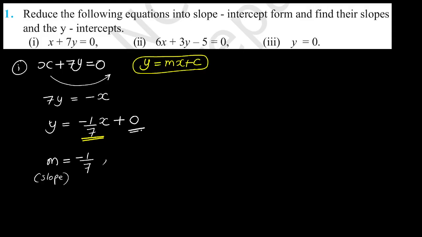mx plus c, this is c. c means y-intercept. The line cuts the y-axis at 0. Understood? So this is the question. The first one is done.